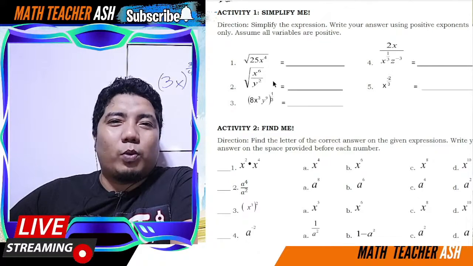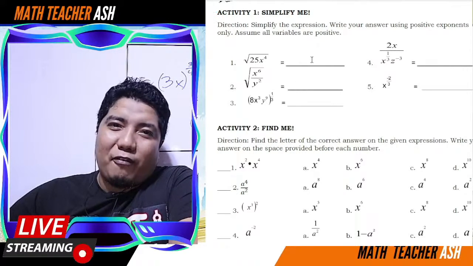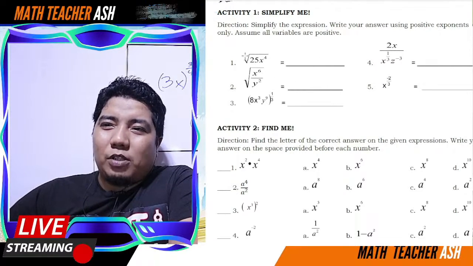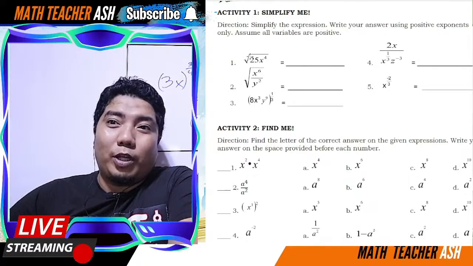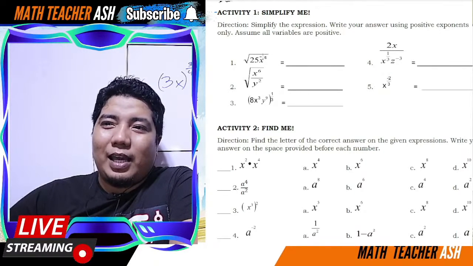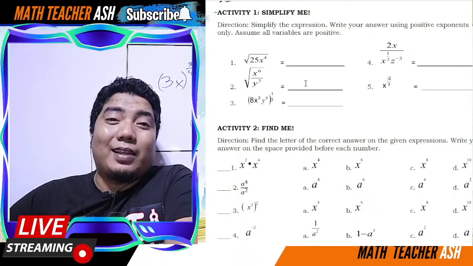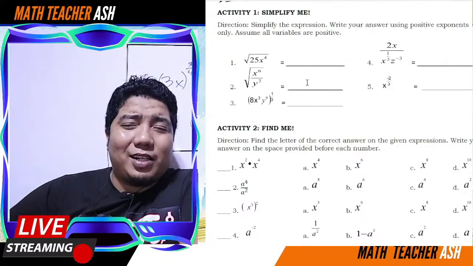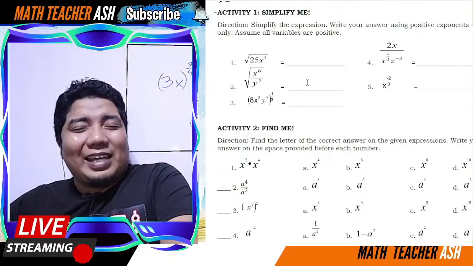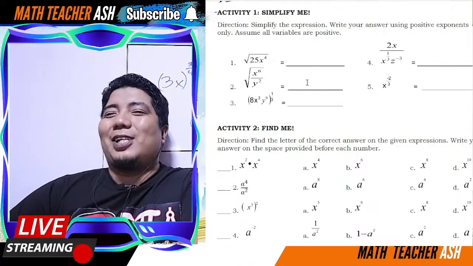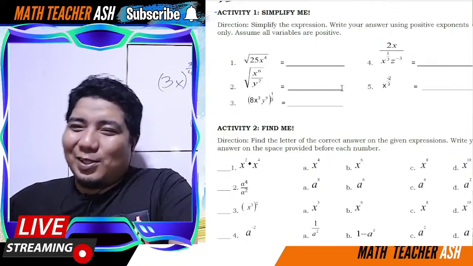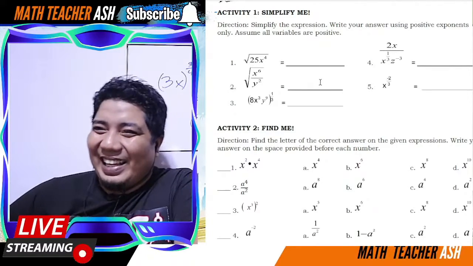Okay, may square root ba si 25? Meron. That is 5. X to the 4th. Tapos, index natin 2. So, pwede natin tong i-divide. Mas malaki ang exponent mo kaysa sa index. So, 4 divided by 2, that is x squared. So, your final answer is 5x squared. Okay, hindi ko isusulat yan, my dear math learners, kasi nakikinig ang mga students ko ngayon. Alright.